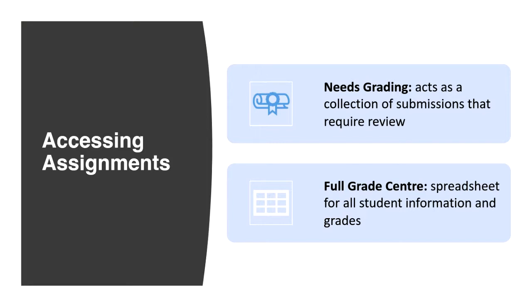And where does it go? So it falls into the full grade center. So the full grade center is basically a spreadsheet for all student information and grades. So from the student IDs, from student numbers, from their exams or discussion boards, anything that was graded within that course will all be accessed there from past, from future, and whatever you're currently working on when it comes to grading.